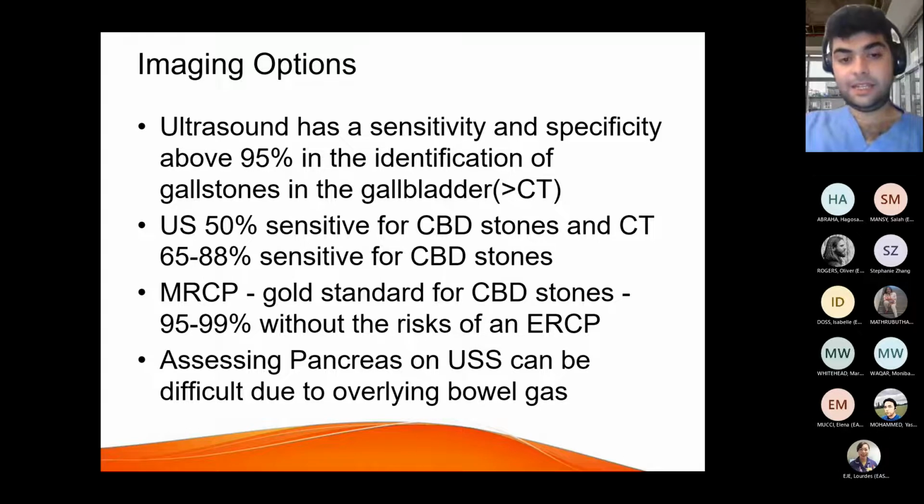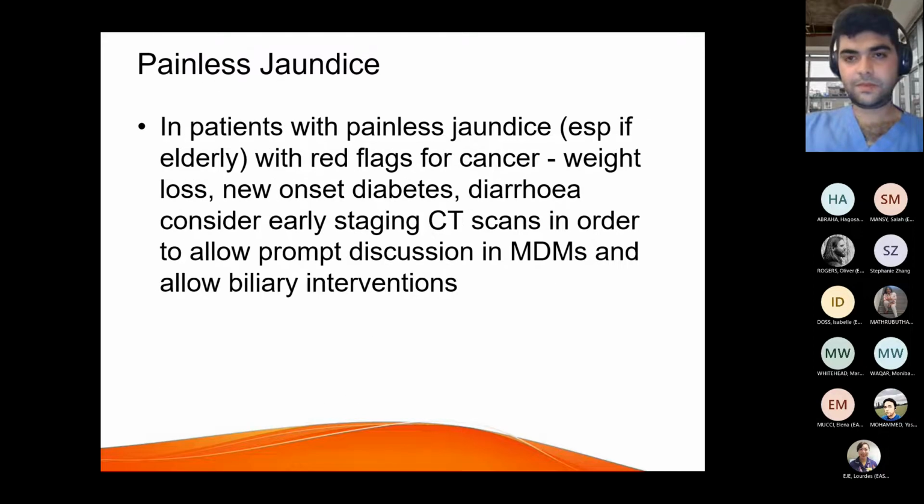And the other thing to keep in mind is that the pancreas on ultrasound might be difficult to examine due to overlying bowel gas. So if you have a non-fasted patient doing an ultrasound looking for some kind of pancreatic disease, it may be a poor modality to use in some scenarios. In a patient like this with painless jaundice and red flag symptoms, your diagnosis until proven otherwise is going to be a cancer, whether that's a cholangiocarcinoma or pancreatic cancer.